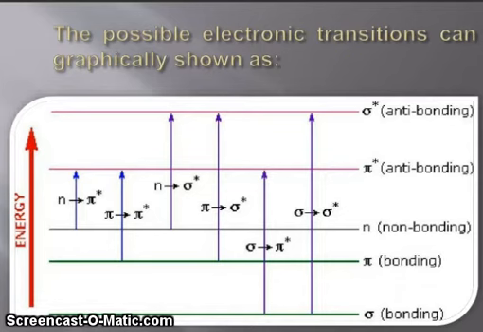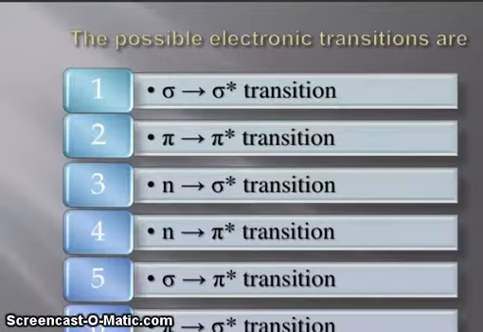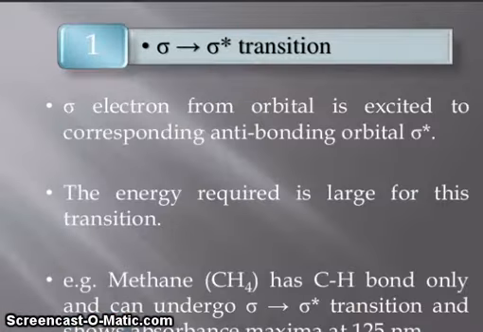So the possible electronic transitions can be shown graphically. The possible electronic transitions are sigma to sigma star transition, where a sigma electron from the orbital is excited to the corresponding anti-bonding orbital sigma star. The energy required is large for these transitions.